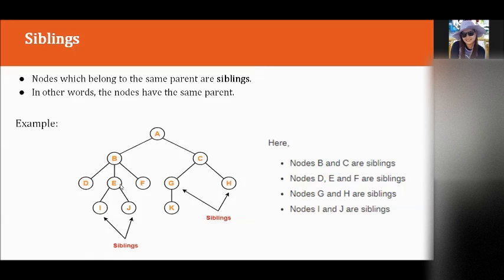Nodes D, E, F are siblings. They are the children of parent B. Nodes G and H are siblings, the children of parent C. Same with nodes I and J, they are siblings, the children of parent E. Okay?